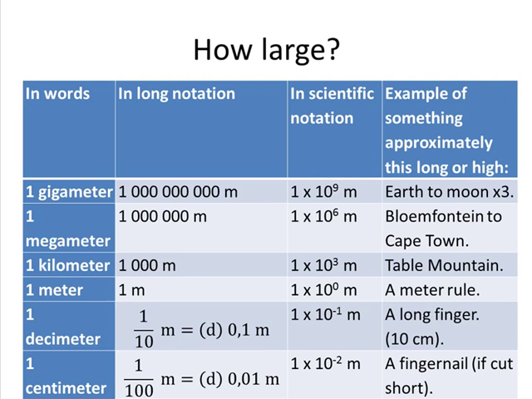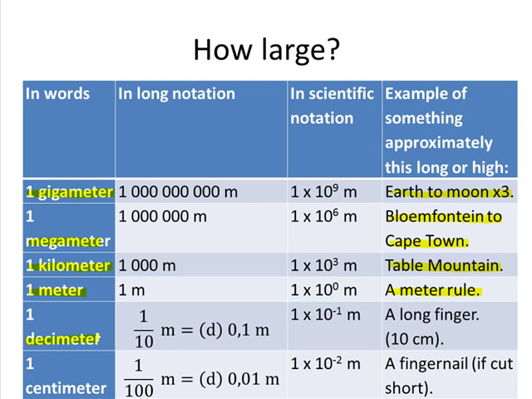Let's get a bit of an idea of how big each of these values is. 1 gigameter is the distance from the Earth to the Moon 3 times. 1 megameter is about the distance from Bloemfontein to Cape Town. In other words, 1,000 kilometers. A kilometer is the height of Table Mountain. So from the sea to the top of Table Mountain, vertically is a kilometer. A meter, you probably do know, because you probably have seen a meter rule. Also, if you stretch out your hand, then from the tip of your fingers to your shoulder away from your fingers is about a meter long.